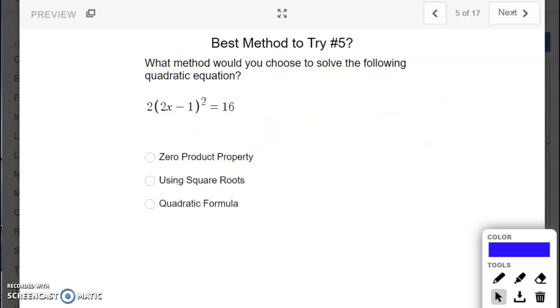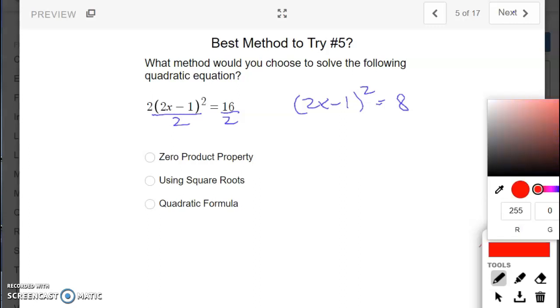What about this problem? We have something squared is equal to 16. I can always get rid of this 2 by dividing both sides by 2. And then that leaves me with 2x minus 1 all squared is equal to 8. From here I can take the square root of both sides, taking into account I will have plus and minus versions of the answer. So the easiest way to solve this one is by using square roots.